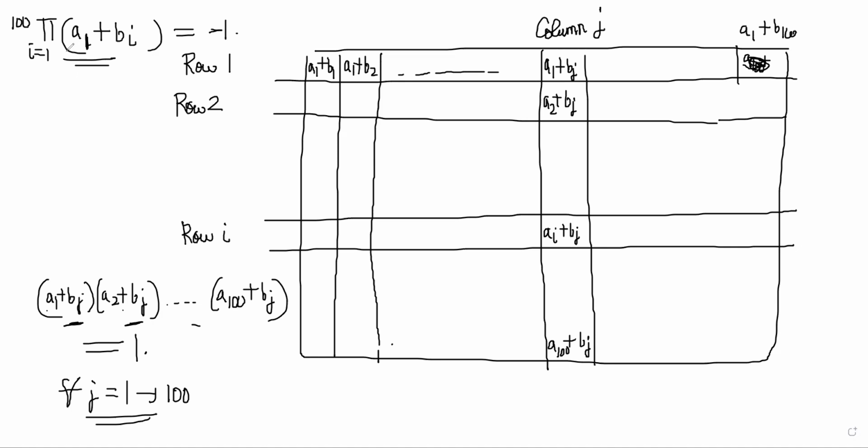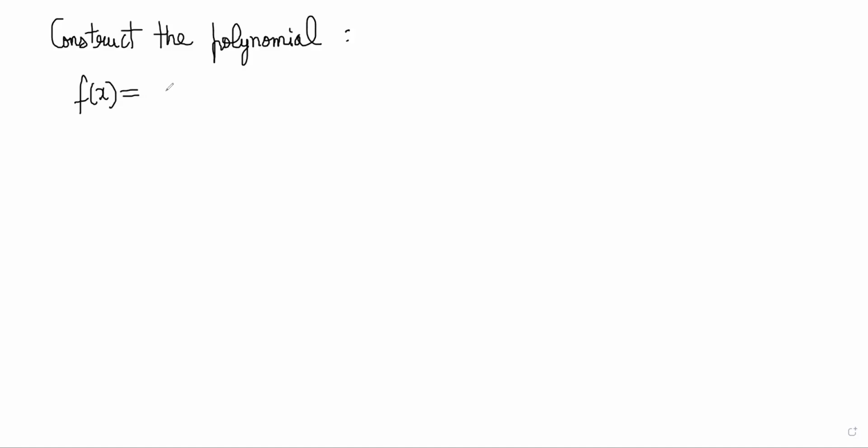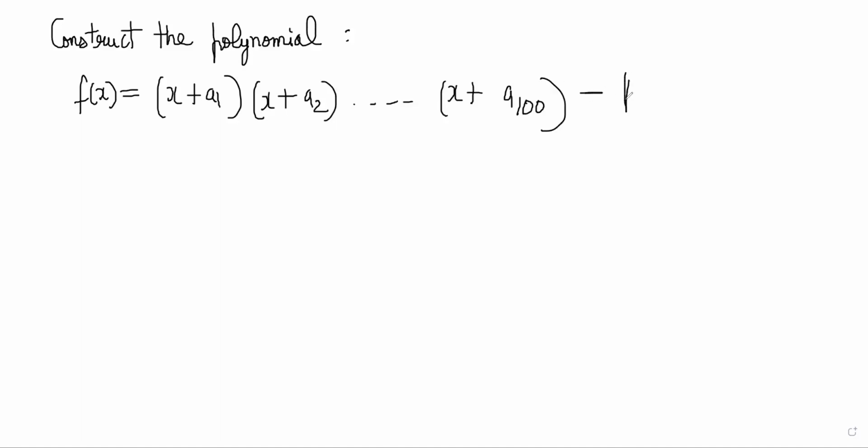So since it's a product of so many terms like this, we have to think maybe of polynomials and product of roots and things like that. So what I will do here is I will construct the polynomial f of x is equal to (x plus a1)(x plus a2) up to (x plus a100) minus 1.